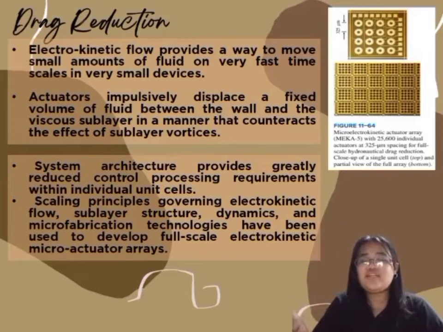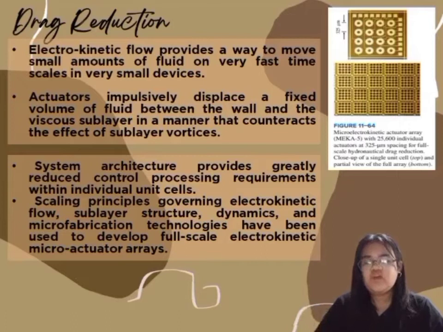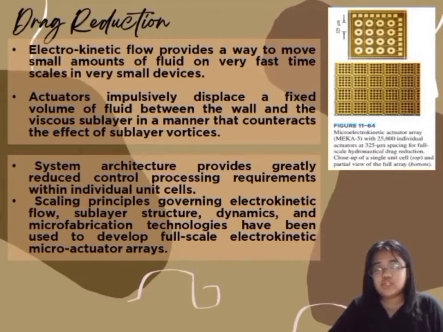So the electrokinetic flow provides a way to move small amounts of fluid on very fast time scales in very small devices. Actuators impulsively displace a fixed volume of fluid between the wall and the viscous sublayer in a manner that counteracts the effect of sublayer vortices. So the system architecture provides greatly reduced control processing requirements within individual unit cells, which consist of a relatively small number of individual sensors and actuators.